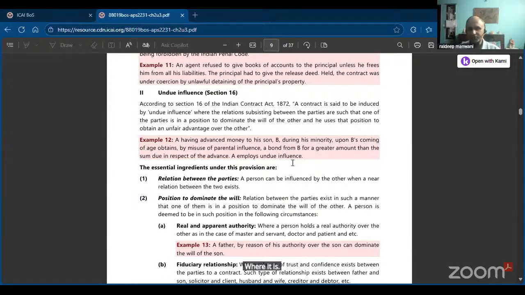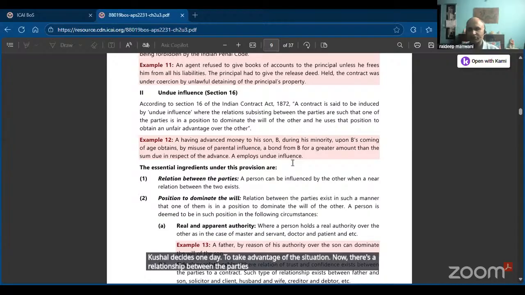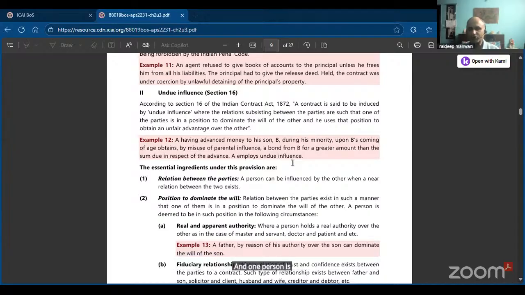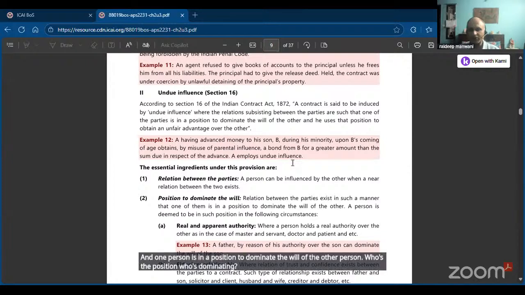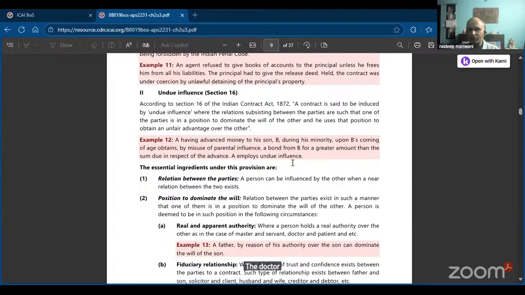Now, there's a relationship between the parties, doctor and patient. And one person is in a position to dominate the will of the other person. Who's in the position of dominating? The doctor can dominate the patient, or the patient can dominate the doctor? The doctor can dominate the patient.